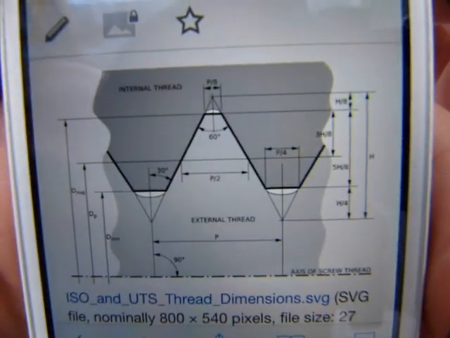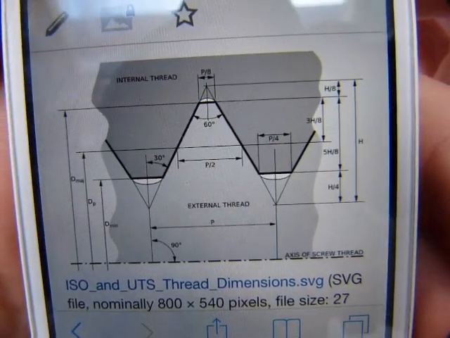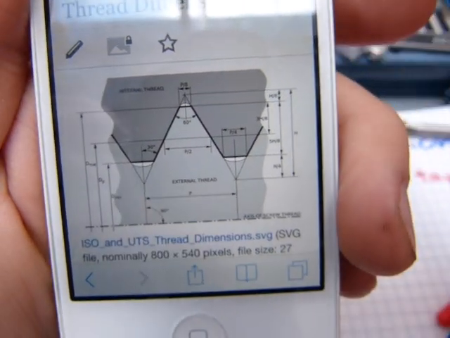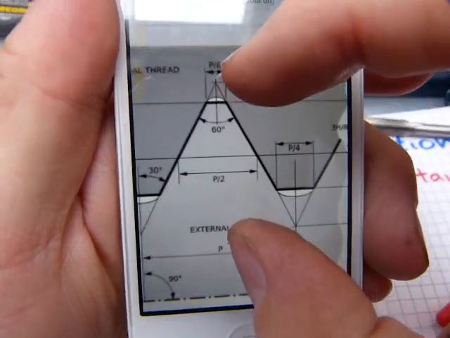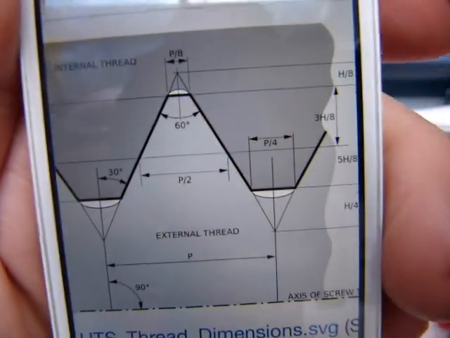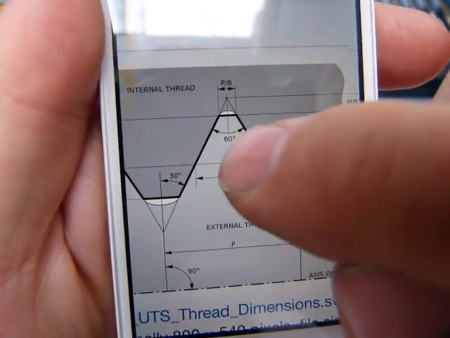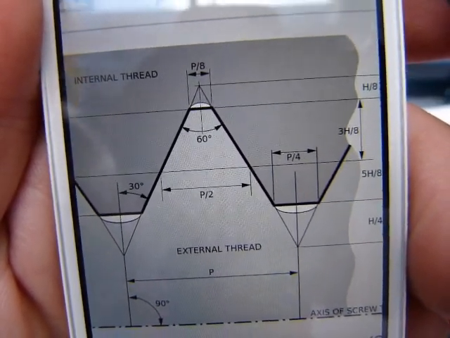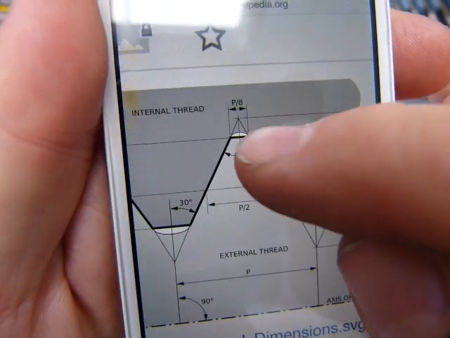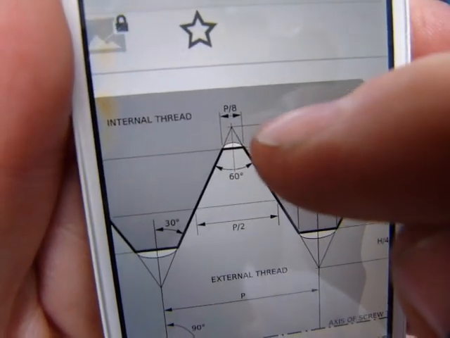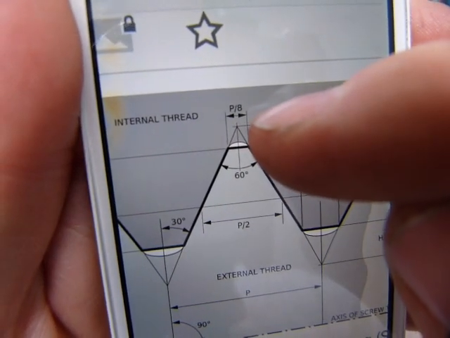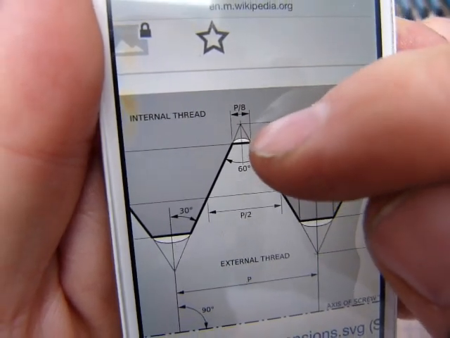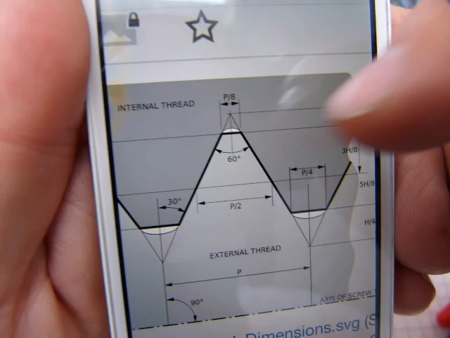It's the same thread geometry for metric or imperial bolts, so that's the good news. And on this one, you can see that both thread angles are 60 degrees, metric or imperial, and you can see that the top of the thread is truncated. It's not sharp. It's not a sharp triangle there. The tip of the triangle there is missing and is rounded off a little bit.